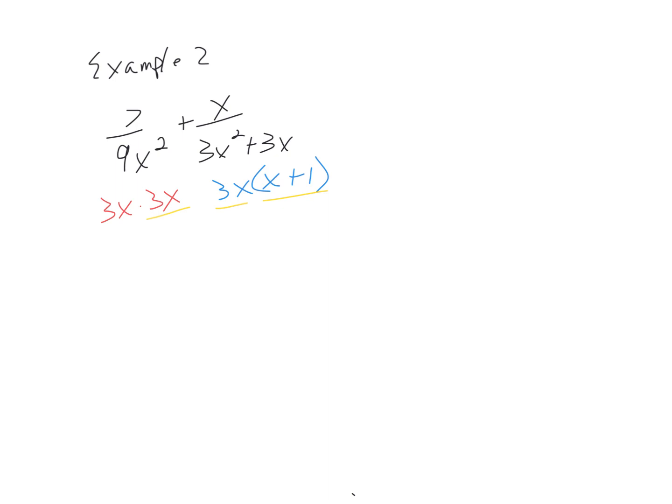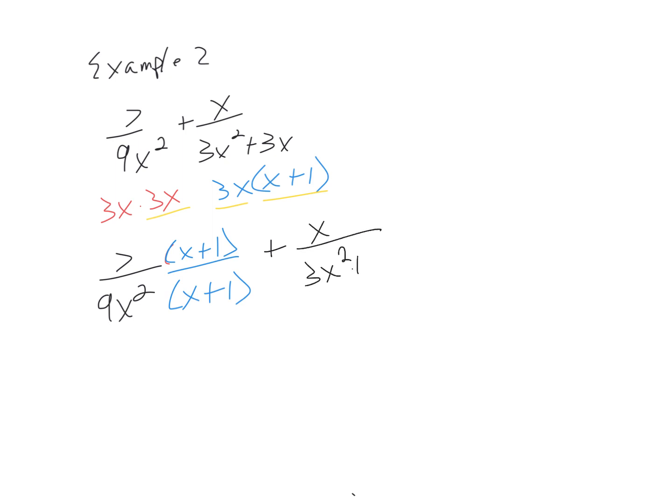But when we work the fraction on the left side, 7 over 9x squared, okay, it already has the 3x and the 3x, so it's just missing x plus 1. So we're going to need to multiply the numerator and the denominator times x plus 1. And actually, this 9x squared times x plus 1 becomes our common denominator. All right, but then on the right side, or the fraction on the right, we're going to add that to x over 3x squared plus 3x.